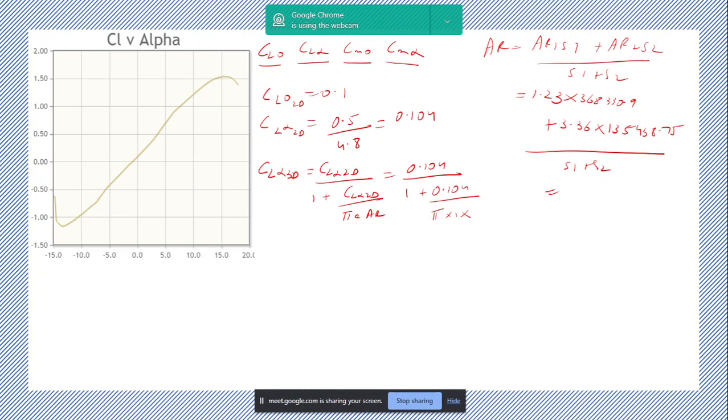3 areas, so it is 3, 6, 8, 3, 0, 1 plus 1, 3, 5. So I'm getting 1.8. So I substitute that here, and the CL alpha 3D is. Can you just calculate and let me know? What is the CL alpha 3D?